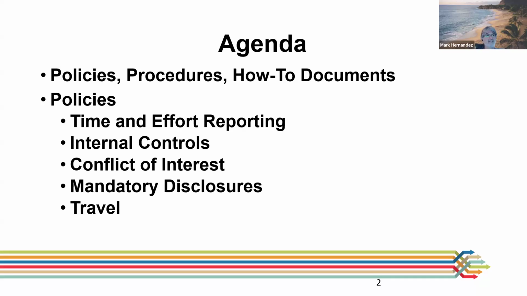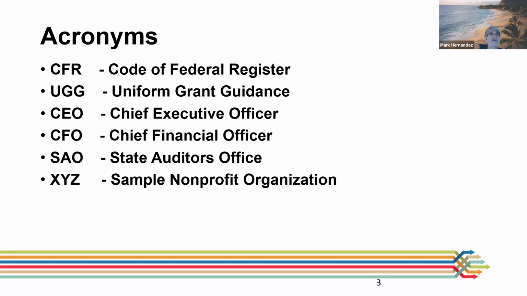mandatory disclosures, and travel. The big parts that usually get organizations into non-compliance are more the time and effort reporting and the travel. But the other three, the internal controls, conflict of interest, and mandatory disclosures, are something that you need to have just in case things start having problems in that situation.